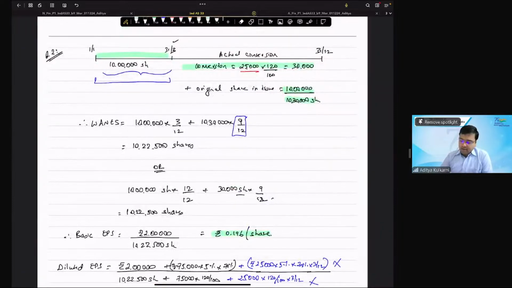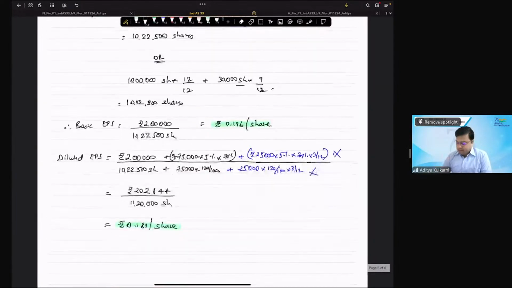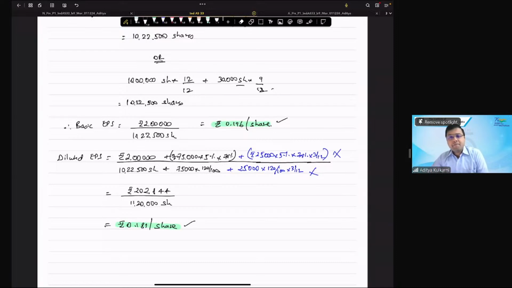All right. So always have a habit: the moment you calculate diluted EPS, you have to compare the diluted EPS with the basic EPS to see whether there is actually a dilution that has happened or not. Is it okay?